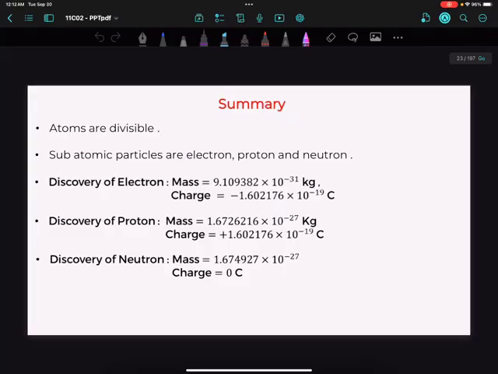So today we learned that the atom is divisible, and the subatomic particles are the electron, proton and neutron. For the electron, the mass is 9.109382 × 10^-31 kg. The charge is minus 1.6 × 10^-19 C. Here we have to note that it is negatively charged. Okay. Now the proton has a mass of 1.6 × 10^-27 kg. The charge is positive. Okay. And the neutron has a mass of 1.67 × 10^-27 kg and the charge is 0.